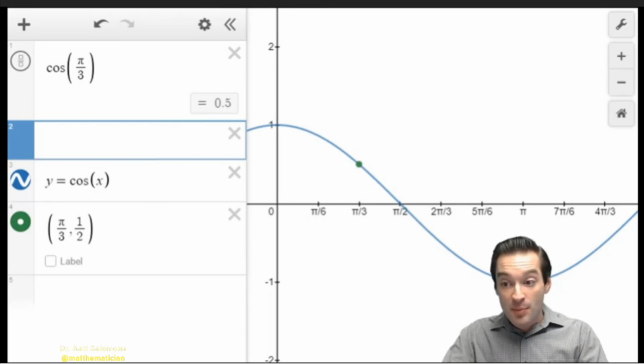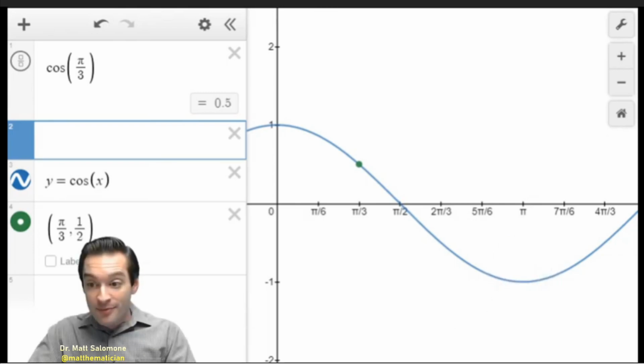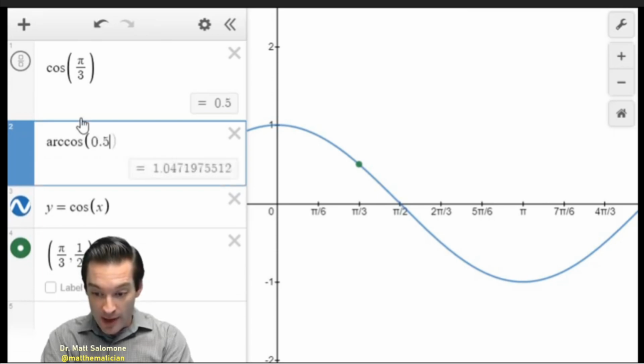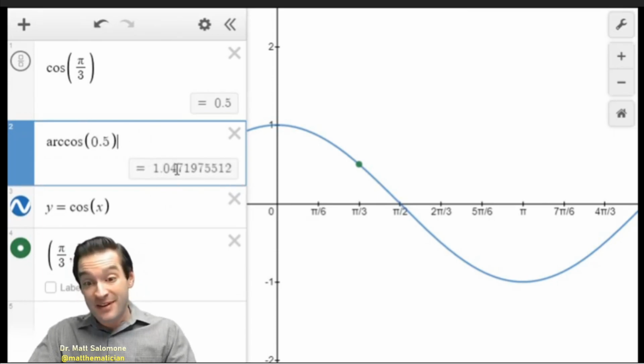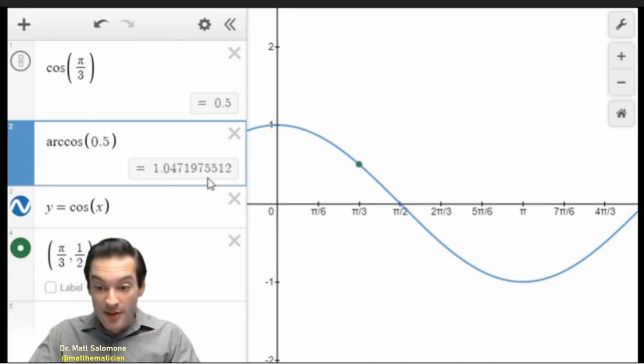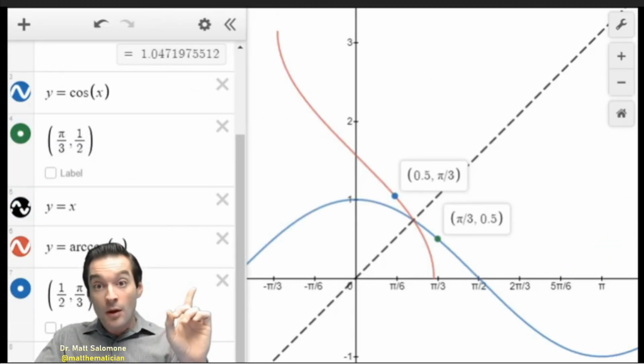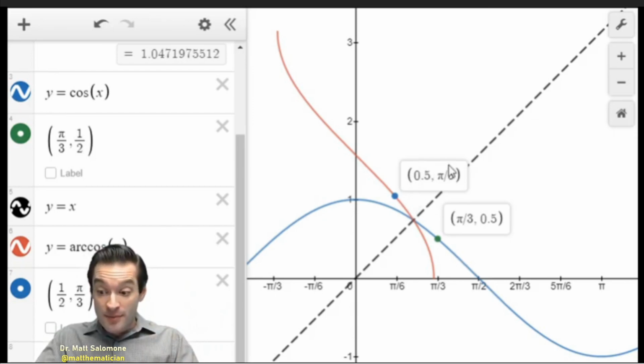And then just to finish that point, because the cosine of pi over 3 is 1/2, the arc cosine should do the opposite thing. Arc cosine of 1/2 is pi over 3. And this is a decimal approximation for pi over 3. You can check that that's actually what this is. And again, that's because the point pi over 3, 1/2 is on the graph of the cosine function. And therefore, when I flip this graph over the line y equals x, the corresponding point on the graph of the inverse function is 1/2, pi over 3. So the inverse cosine of 1/2 is pi over 3.